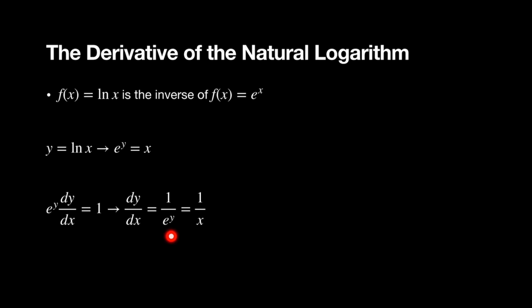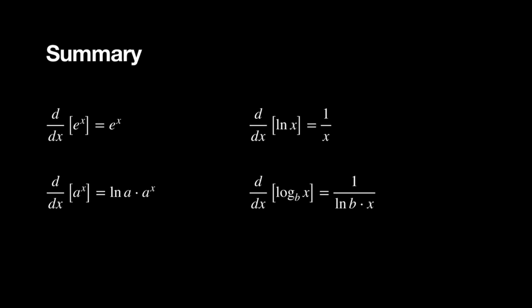This matches with what we've learned about derivatives of inverse functions. The derivative of inverse functions is reciprocals. So derivative of e to the x is e to the x, so the derivative of the inverse of e to the x would be 1 over e to the y. And e to the y is the same as x, so the derivative of my natural log function is 1 over x. All right, so let me just summarize this really quickly.